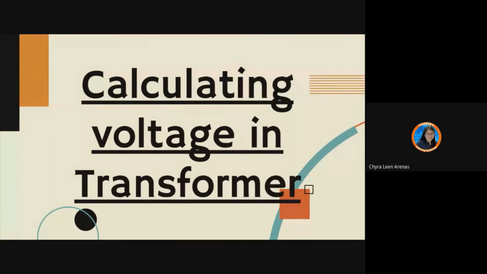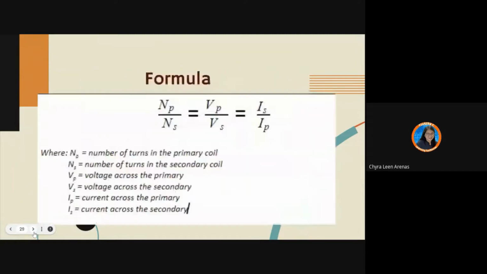In this part, in order for us to solve it, we have the following formula, where the number of turns, voltage, and current are expressed in this kind of equation: Np over Ns equals Vp over Vs, and equals Is over Ip. The following descriptions are already provided on the screen.